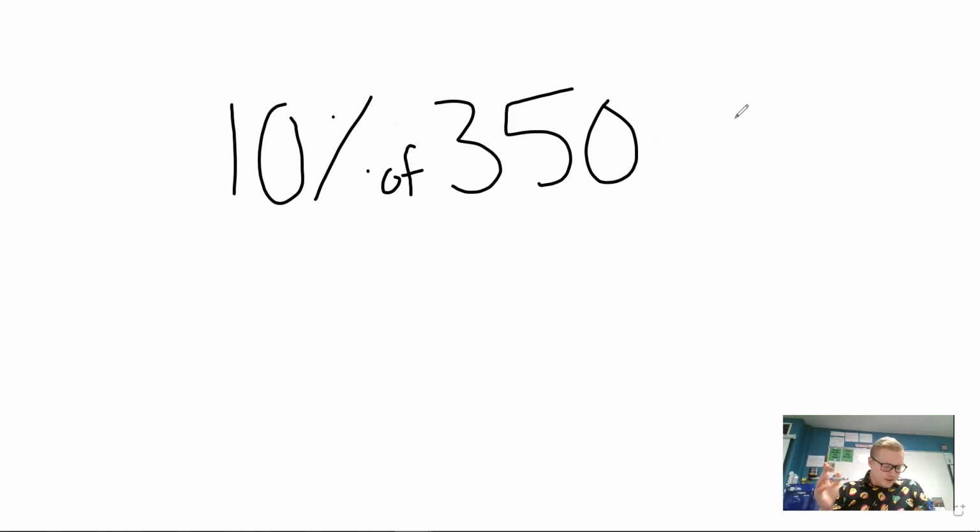Okay, last example, example 5. M, N, O, and Q are all very similar to example 4, and then letter P is very similar to example 5. So let's look at example 5.